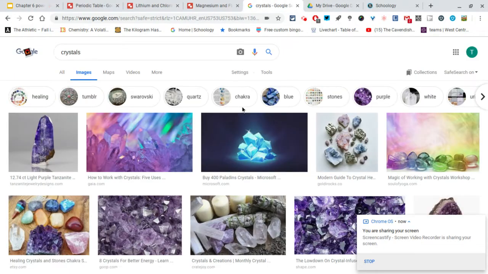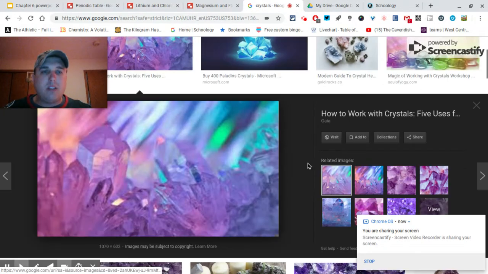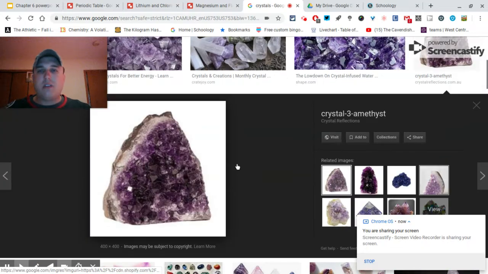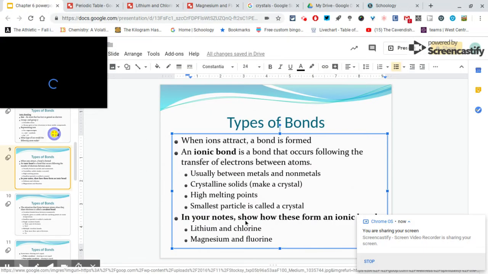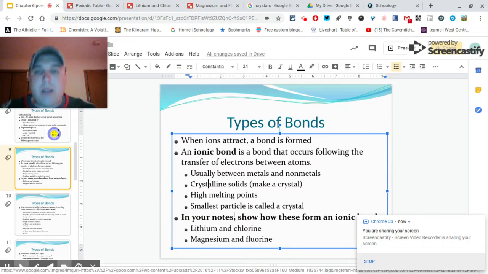So crystals, you know what crystals look like? Look like this. Ooh, pretty cool. Yes, amazing, awesome, cool crystals, sweet. That's the kind of compounds that those bonds are going to form. They have high melting points. They're called crystals. So let's draw a couple of these. It says in your notes, show how these form ionic bonds. I'll do lithium and chlorine as an example, but I want you to pause the video right now, take out your periodic table and draw a Bohr model for lithium and a Bohr model for chlorine.